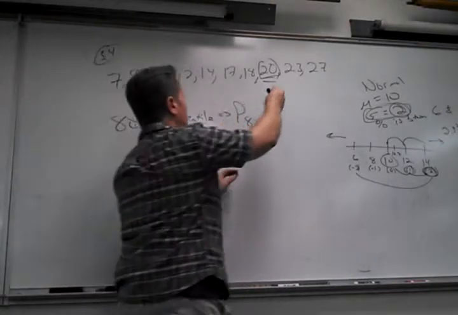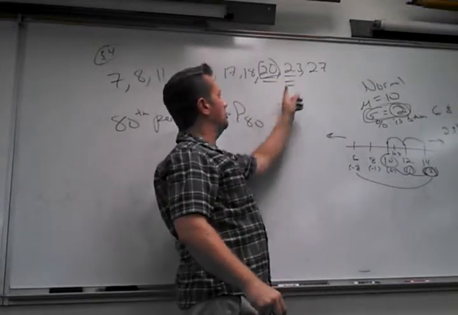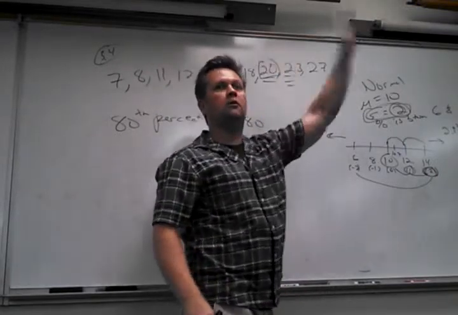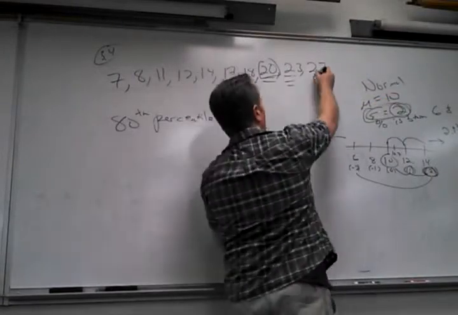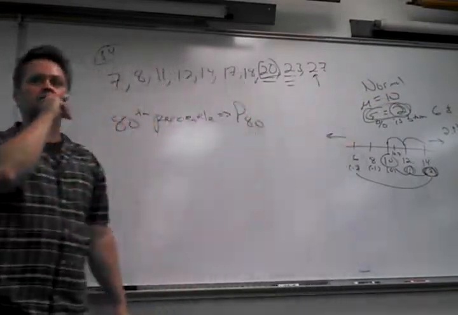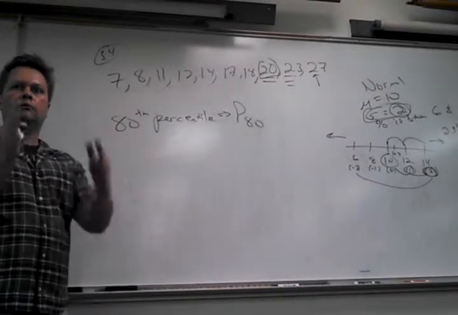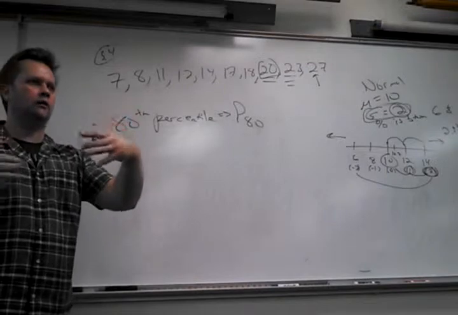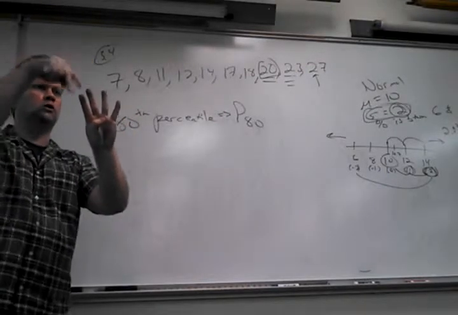So if you think it's 23, let me tell you why you're wrong. Because if you're supposed to score above 80% of the people, how many people should score above you? 20%, right? And there's only 1 out of 10. There's only 10% above you. So where is the 80th percentile then? In between those two, what does it sound like that we've done before? Something that's in between two.